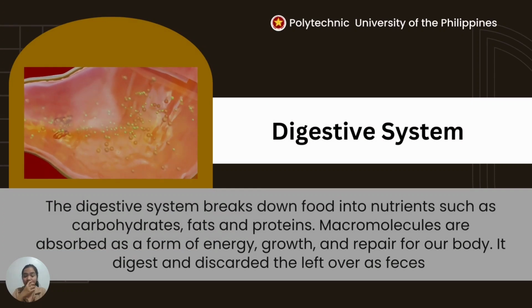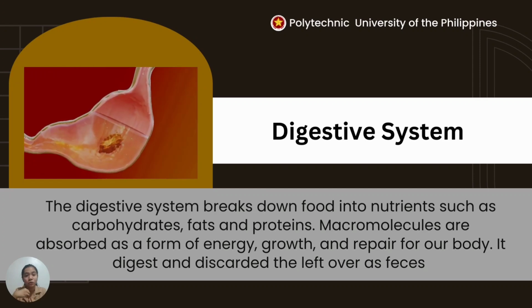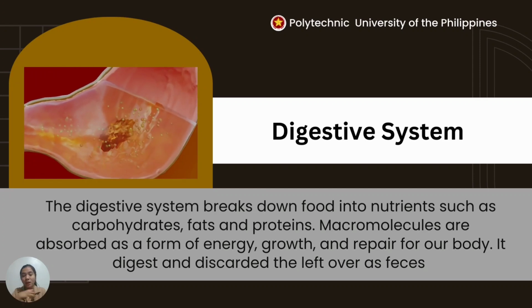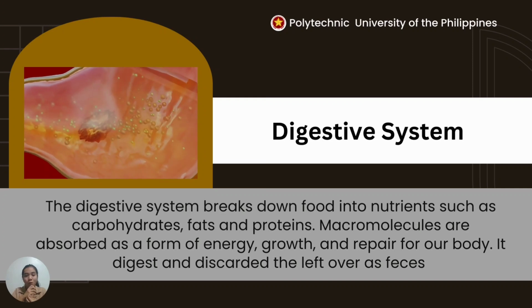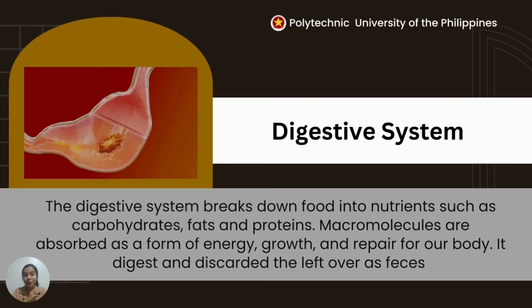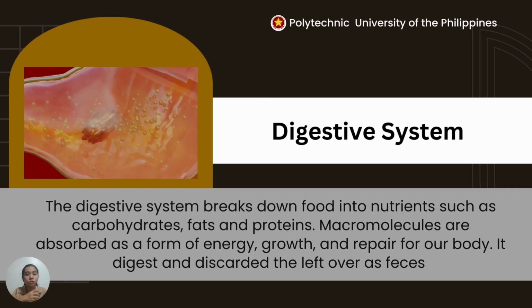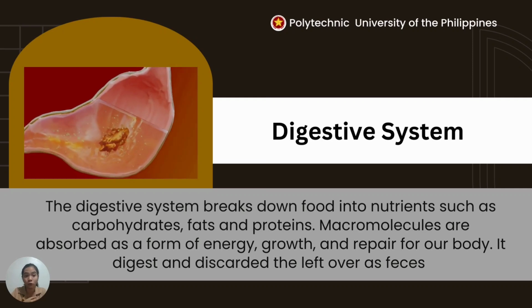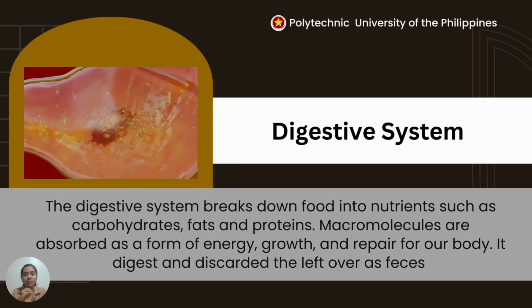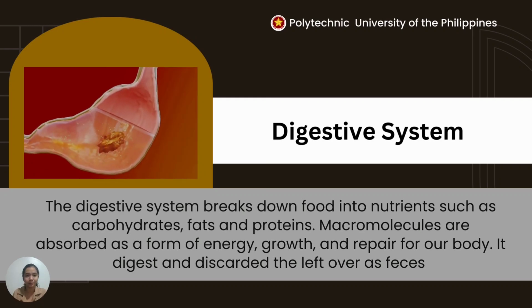Here, the digestive system breaks down the food into nutrients such as carbohydrates, fats, and proteins. Macromolecules are absorbed as a form of energy, growth, and repair for our body. It digests and discards the leftover as feces. Stomach acid is the first line of defense against microbes and pathogens, since we consume food daily, right? It is made up of strong acids such as hydrochloric acid, potassium chloride, and sodium chloride.